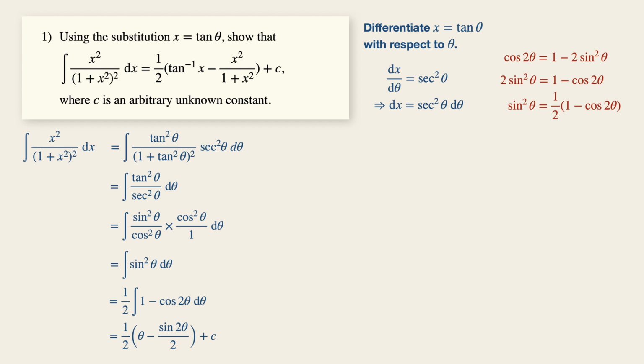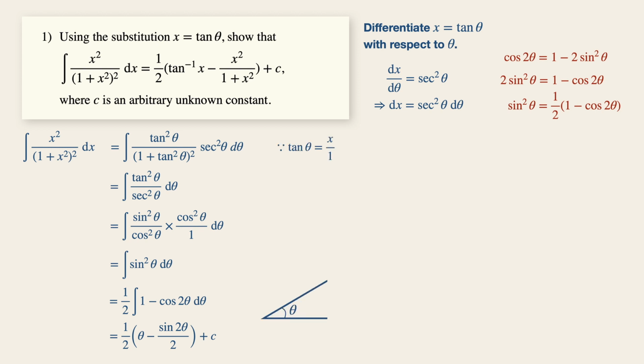Now don't just stop here. Many students make the mistake of ending the question over here, but we need to change all the theta into x as required by the question. In order to obtain x from sine 2 theta, we first need to find the trigo ratio that involves sine theta and cosine theta. And this comes from x equals tangent theta.